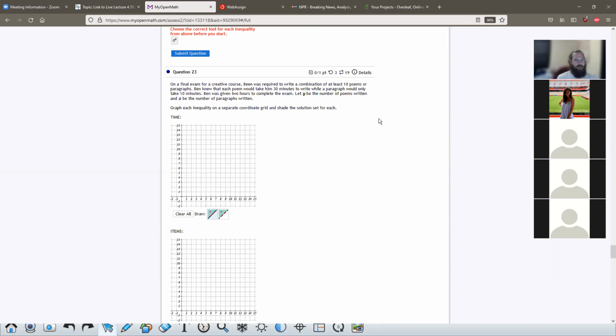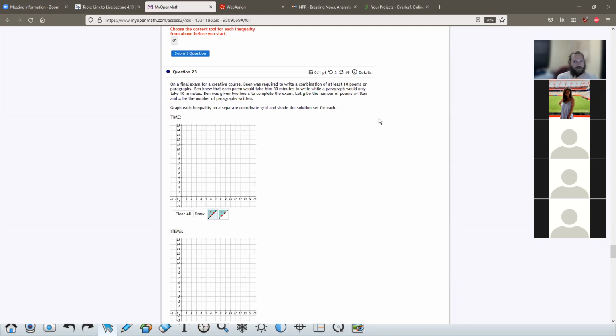All right, I'm going to try to transcribe just the relevant information. So Ben needs to write at least 10 poems, and we're going to represent poems by y, or paragraphs, which we'll represent by x. Poems take 30 minutes to write. And paragraphs take 10 minutes. And Ben has 2 hours to finish.